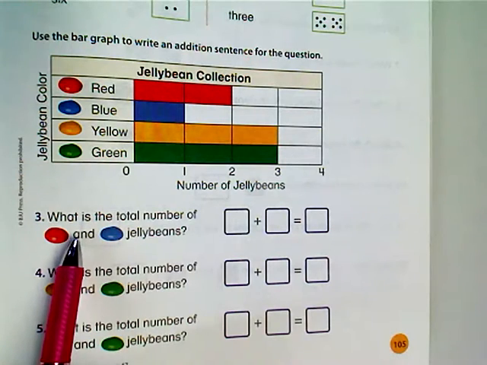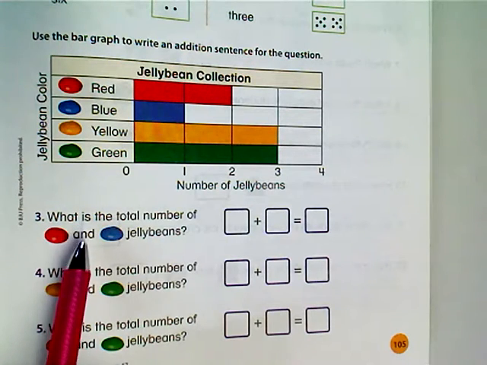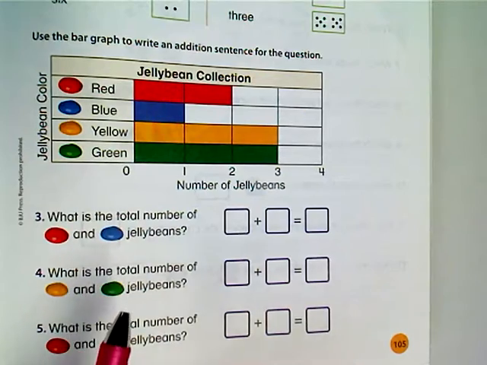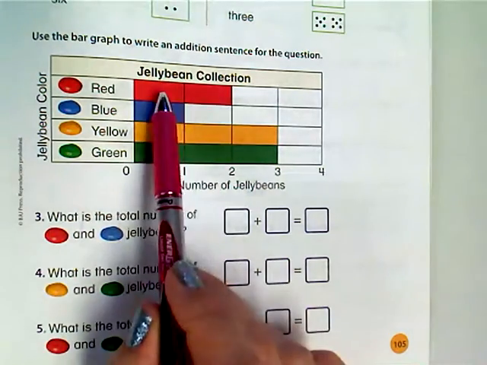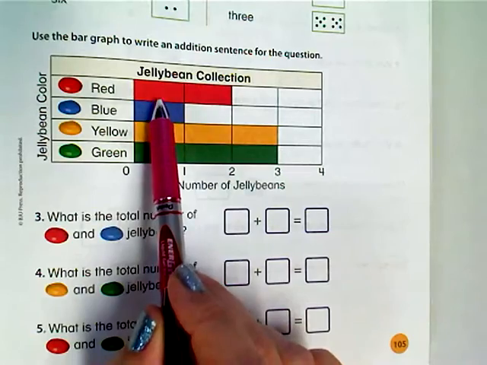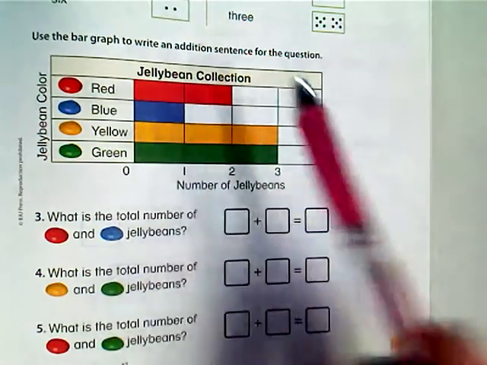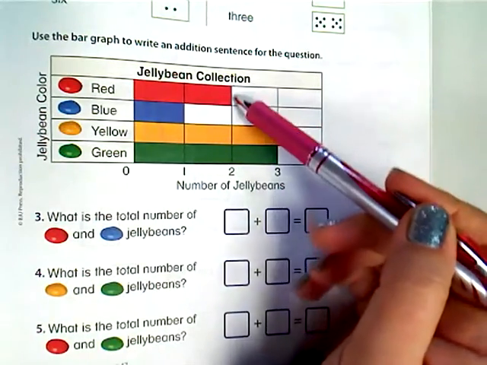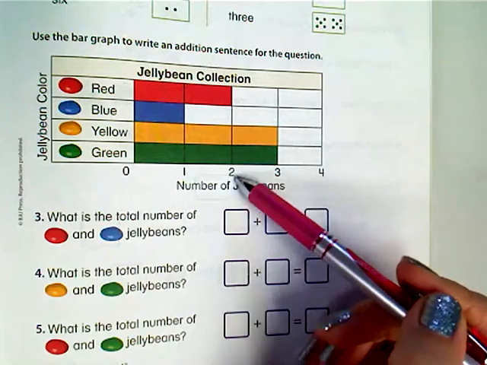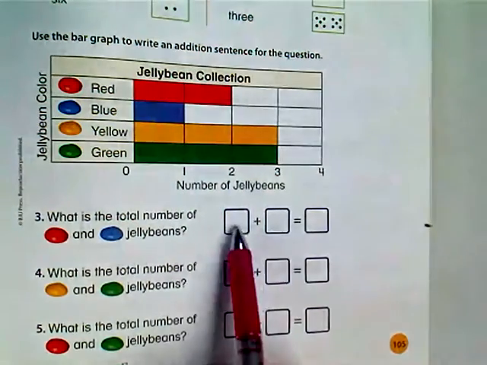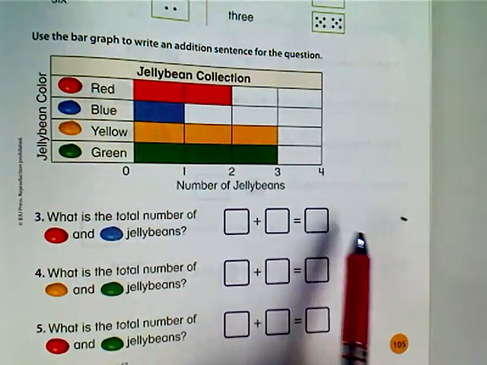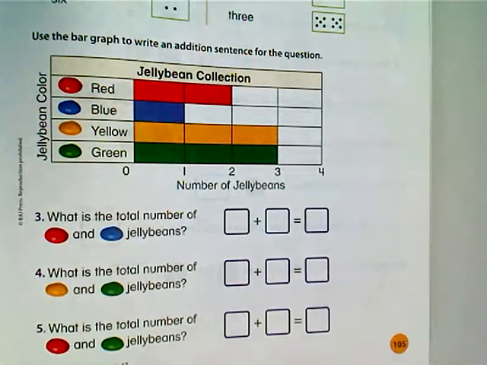So now when you look here at number 3, what is the total number of red and blue jelly beans? You're going to look up at the red jelly bean. You can either count the different bars and spaces, or you can look at the end and trace it down. That tells us how many red, and you're going to do the same thing with blue. Add them together and let me know what you get.